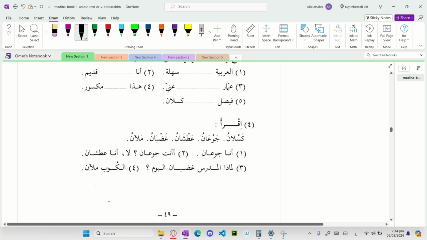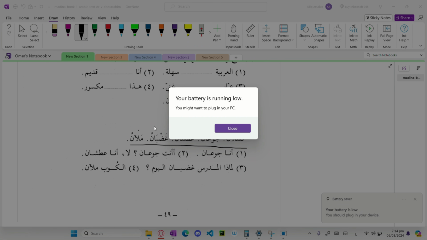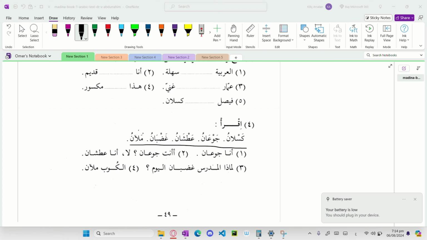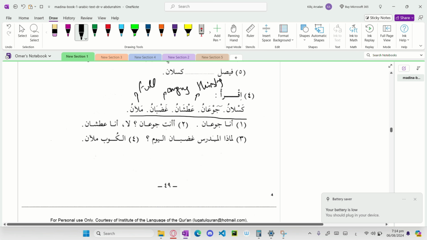Iqra, kaslan. So these are the examples of the adjective form that we discussed that does not have a tanween. Kaslanu, jaw'anu, atshanu, ghadbanu, mal'anu. Mal'anu means full. Ghadban means angry. Atshan means thirsty. Jaw'an means hungry. Kaslan means lazy.